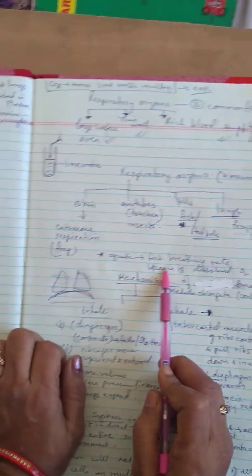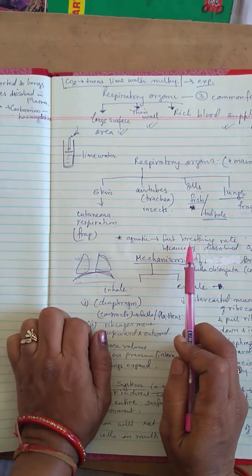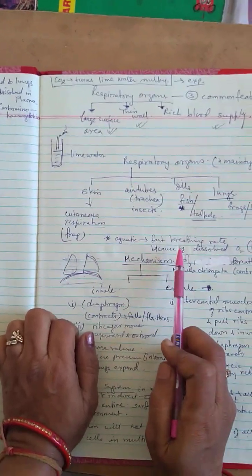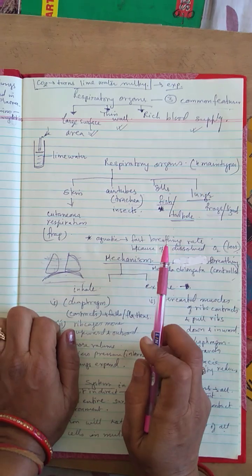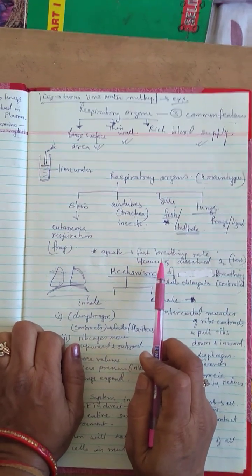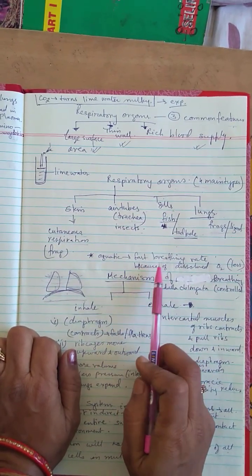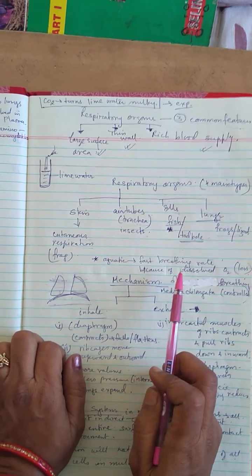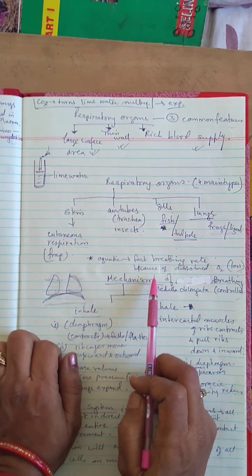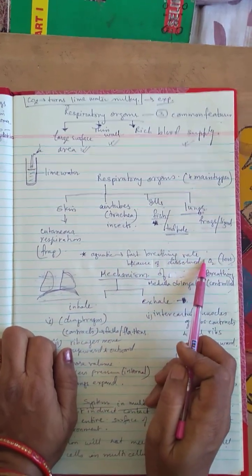So in aquatic animals, they have to breathe faster. The reason behind this is that the amount of dissolved oxygen is less compared to the air. In the atmosphere, the amount of oxygen in the air is more in relation to the amount of oxygen in the water, because there the oxygen is in the dissolved form. Therefore, the aquatic animals have to breathe faster.